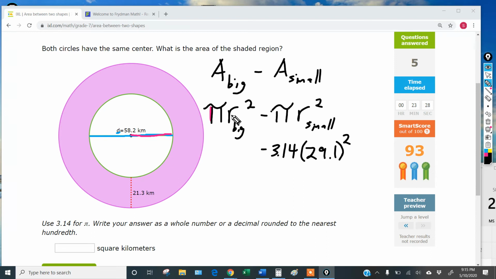Now for the big radius, you might be tempted to just take this number over here, 21.3, and plug it in here, but that would not be correct. Remember, this is 29.1, and this is 21.3. So the radius from here all the way down to here would be 29.1 plus 21.3, which would give us 50.4. So that's what we're going to plug in for the big radius over here.